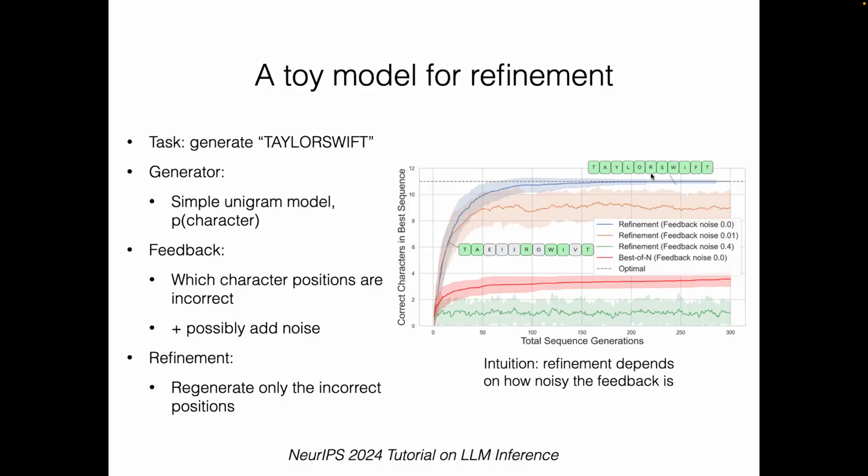Then the question is, what if the feedback is a bit noisy, which is something we've been talking about? Well, then it turns out that you can control how well the refinement works. If you add a bit of noise, then you can't get the final output. And if your feedback is very noisy, then it's even worse than doing a kind of best of N. So it's a nice toy model for thinking about refinement. A lot comes down to how good the feedback is, and whether the model knows specifically what it should refine in the next step.